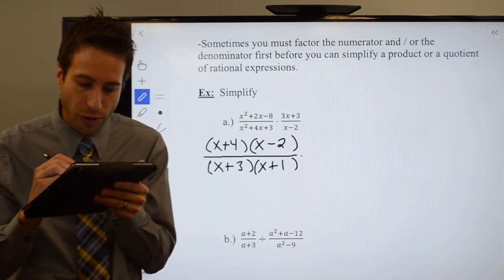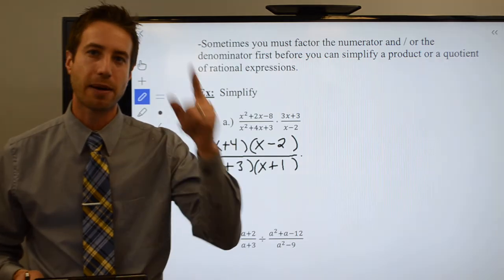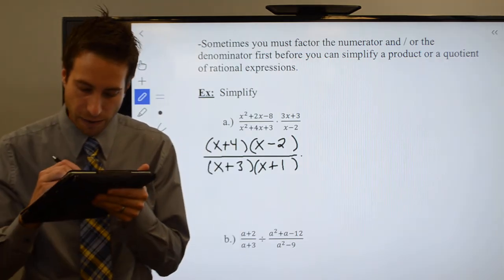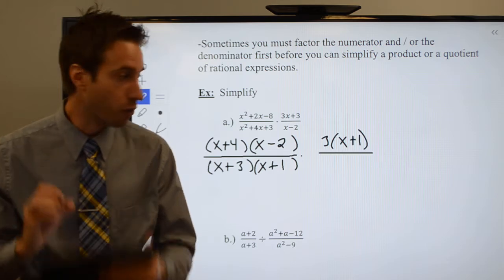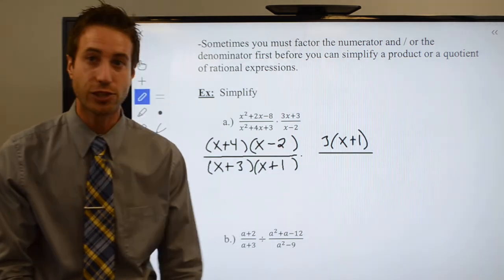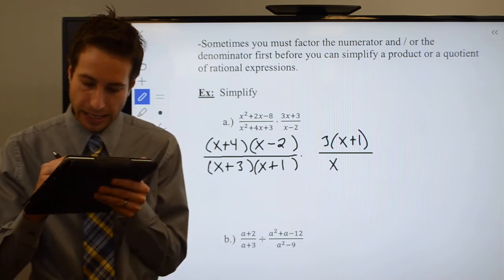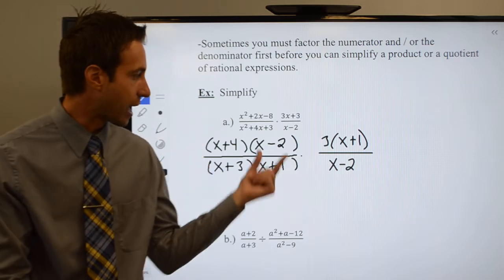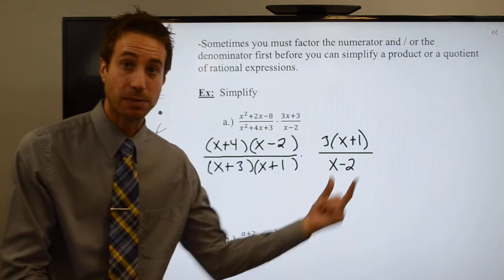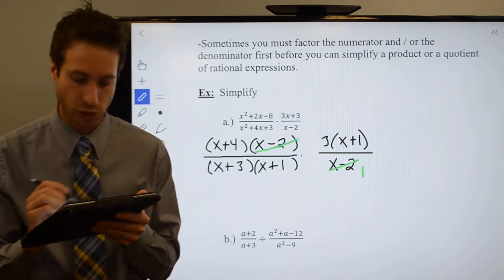Fantastic. On the other side, I have 3x plus 3. Immediately you should recognize, hey, factor out that GCF of 3. That leaves me with an x plus 1. In the denominator, an x minus 2, there's nothing I can pull out of that. It's just an x minus 2. But looky there, I can now cross-cancel. I have an x minus 2 up here and an x minus 2 down here. That x minus 2 cancels, leaving me with just a 1.